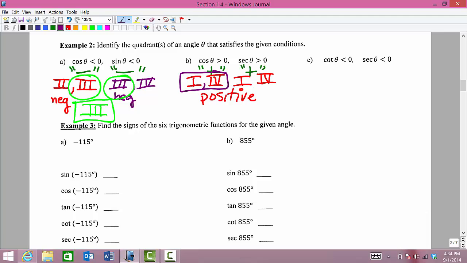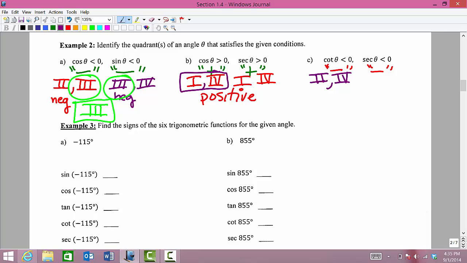In part C, cotangent theta is less than 0, so we want to find where cotangent is negative, and secant theta is less than 0, so we're talking about where secant is also negative. So where's cotangent negative? We know that cotangent is positive in quadrant 1 and in quadrant 3. So for cotangent to be negative, we're talking about quadrant 2 or quadrant 4.